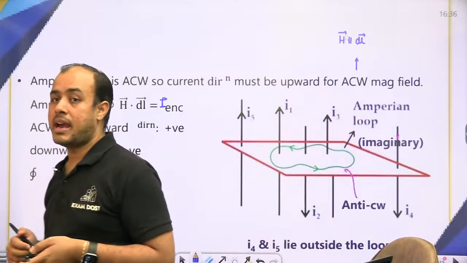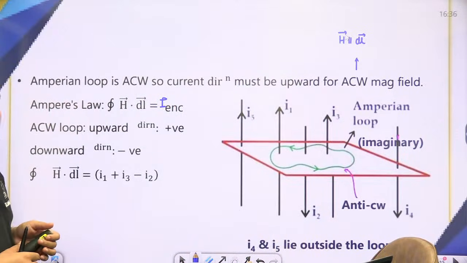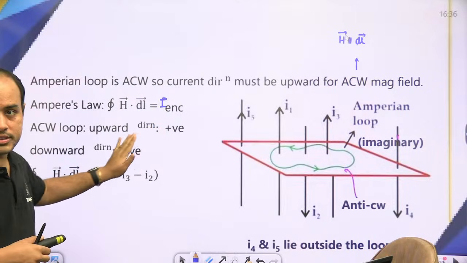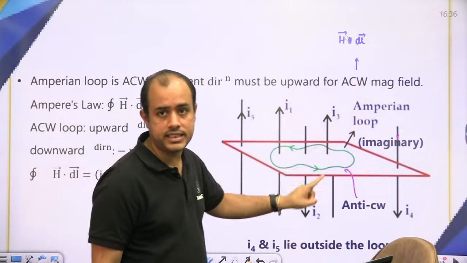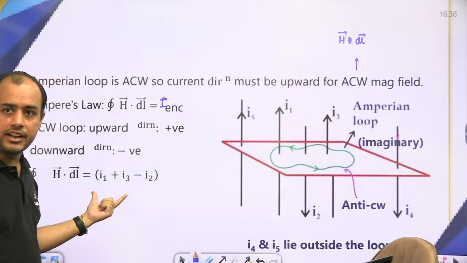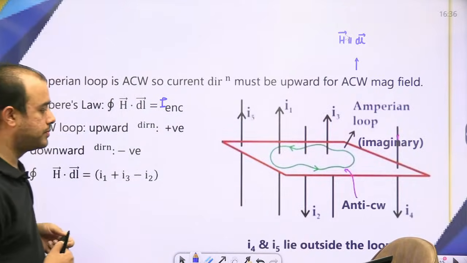लूप के पैरेलल मैग्नेटिक फील्ड बनाने के लिए करंट अपवर्ड होना चाहिए, तो अपवर्ड वाले को पॉजिटिव, डाउनवर्ड को नेगेटिव. So I will say ∮H·dl is I1 plus I3 minus I2.